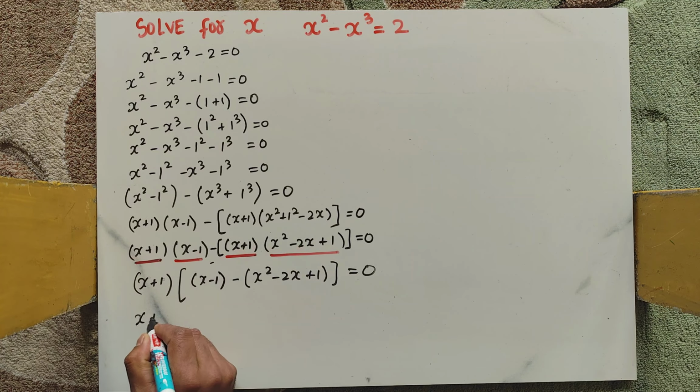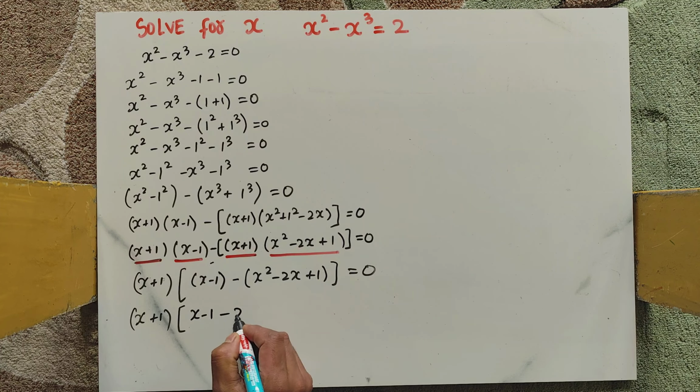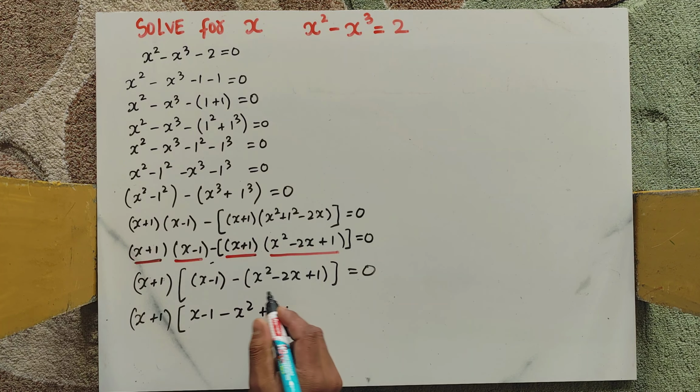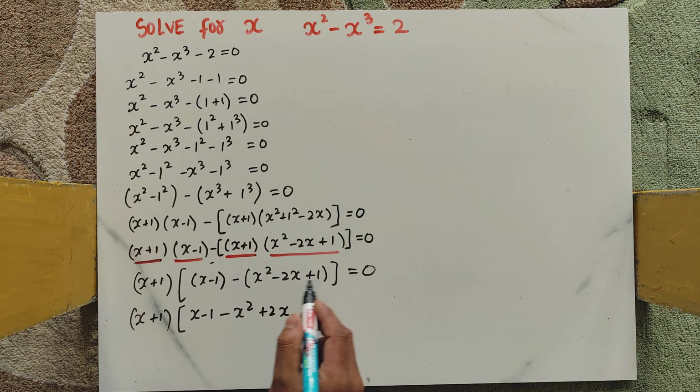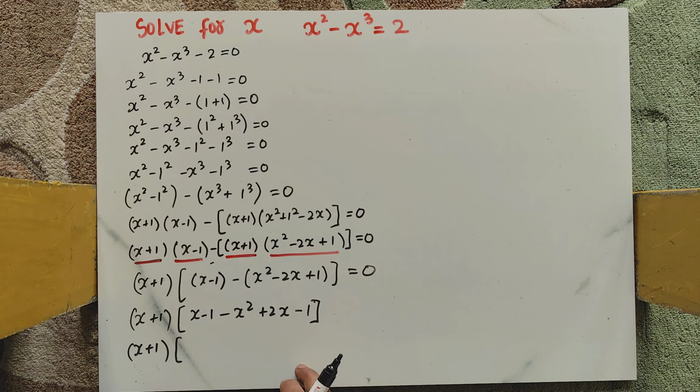Again solving this, so we have x plus 1 times, okay, here we have x minus 1, then we have minus x square, minus into minus is plus 2x, then we have minus into plus is minus 1. Or we have x plus 1, okay, let me see if I am doing it correctly. Somewhere I am doing it incorrectly.